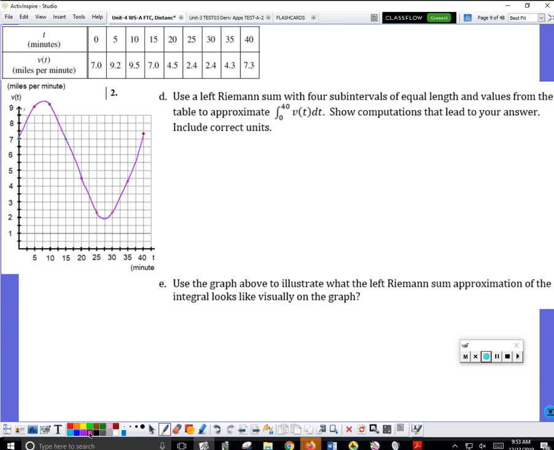Okay, warning. I have seen students come to my desk during tests, and here's what they've done. Watch the error. They have a problem like this on the test. They read 4 subintervals of equal length, and they do this.